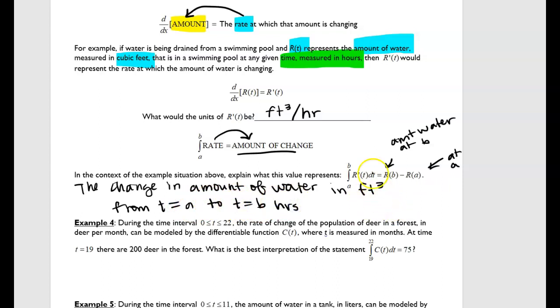Now, if you're not sure about these units, pay attention to what our function was. We calculated R of b minus R of a, and we know that R was measured in cubic feet, so my answer for this integral should be cubic feet as well.